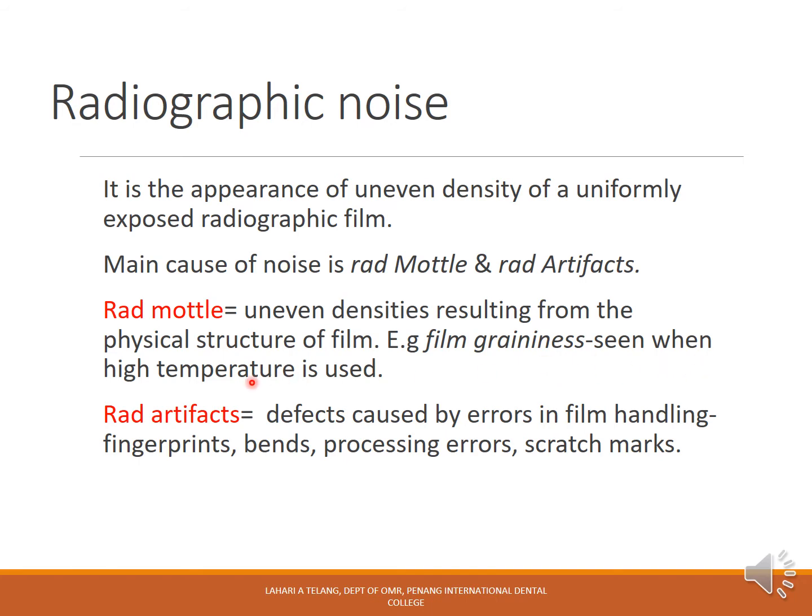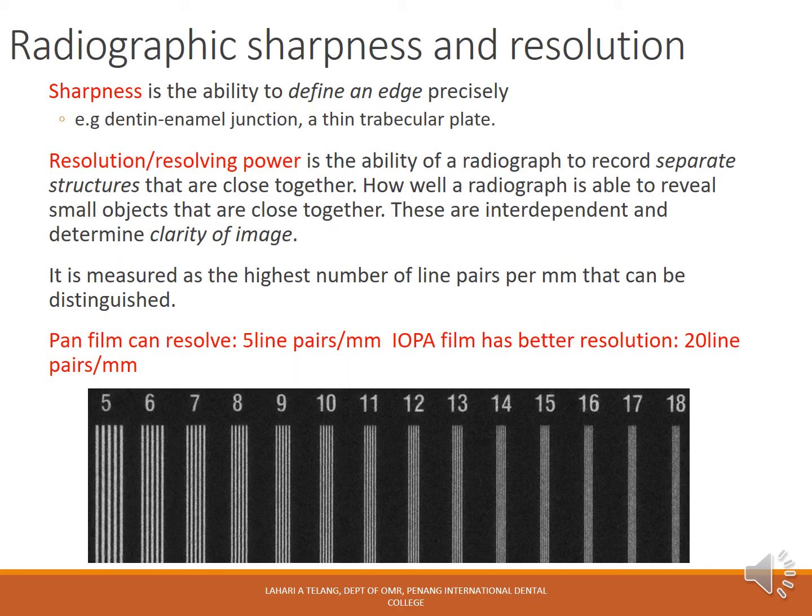graininess, which is seen when film is processed in high temperatures, or artifacts which are caused by defects during handling. That means they are errors in film handling. For example, fingerprints, bends, or processing errors or scratch marks, which can all contribute to radiographic noise.